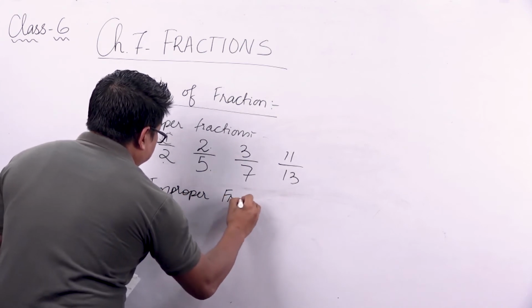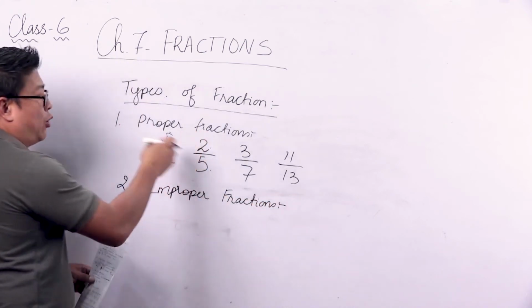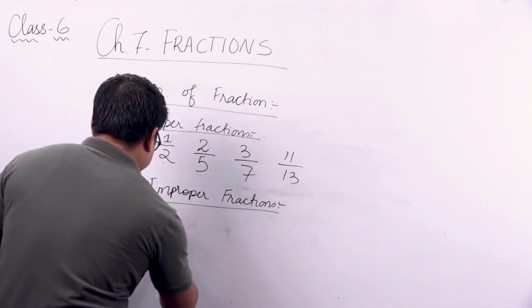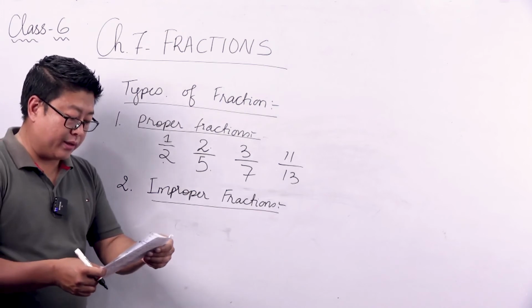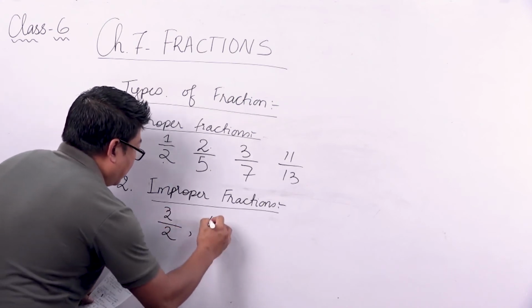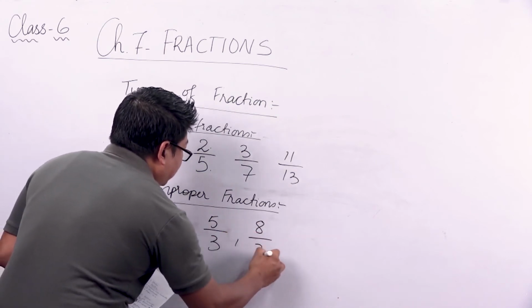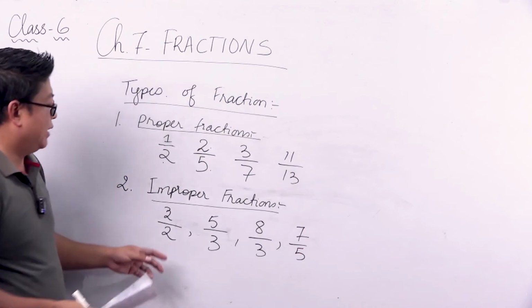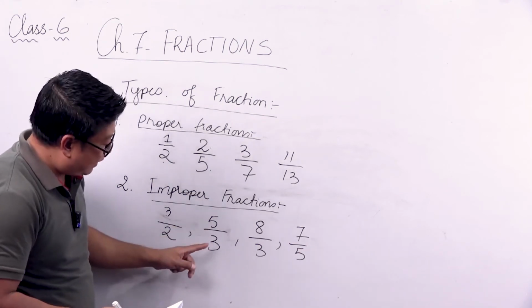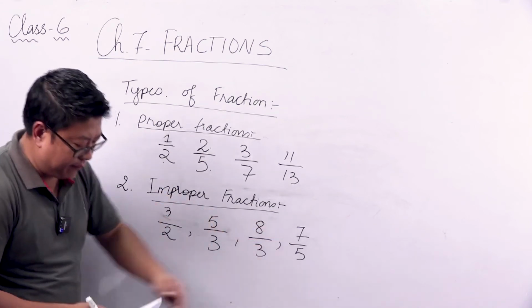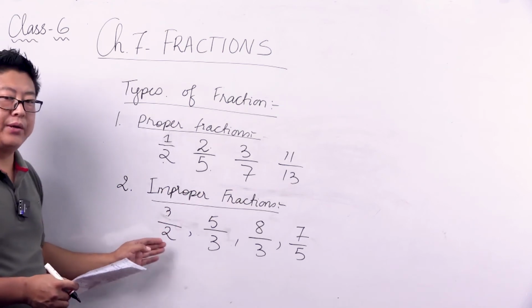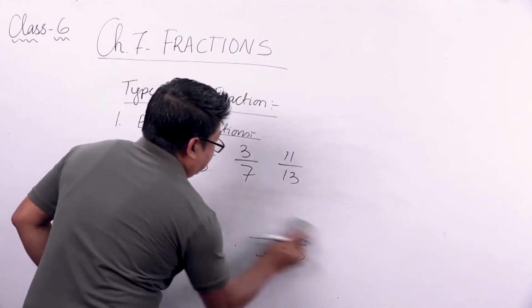All right? Similarly, 2, we have improper fractions. So it is just the opposite again. For proper fractions, numerator is less than denominator. And improper, numerator is greater than the denominator. That means I can write 3 by 2, 5 by 3, 8 by 3, 7 by 5. If you look at these numbers, 3 is bigger than 2, 5 is bigger than 3, 8 is bigger than 3, 7 is bigger than 5. So, in improper fractions, the numerator is always greater than the denominator.